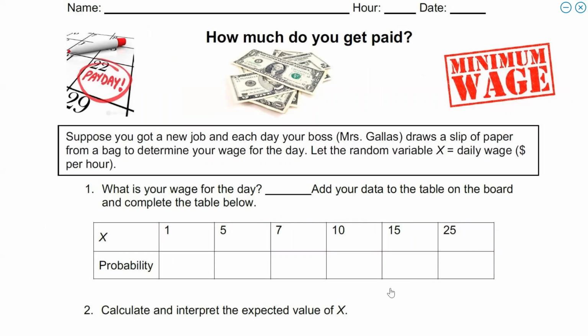So suppose you get a new job and each day your boss draws a slip of paper from a bag. In this case, I walked around and asked you to pick a card to determine your wage for the day. Let the random variable X mean the daily wage, or the dollars per hour. So I want you to write in what you got on your little cards so that we can remember for later, because we're going to use this again a couple more times. So write in your amount. On mine, when I drew the card, I got a 10.